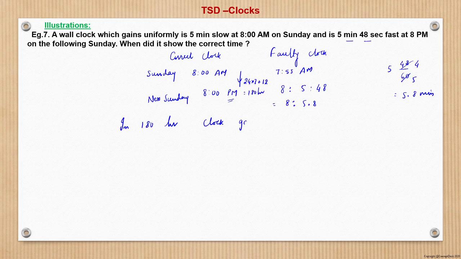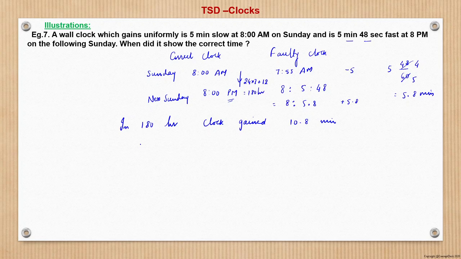the clock gained how much time? It was minus 5 here, and here it is plus 5.8, right? So this becomes 10.8. The clock gained 10.8 minutes overall. So the total gain is 10.8 minutes in 180 hours.